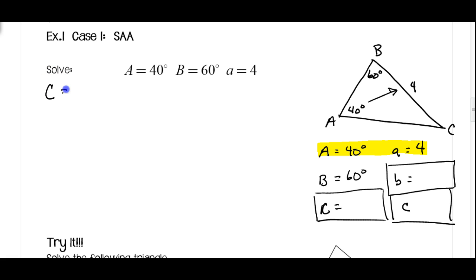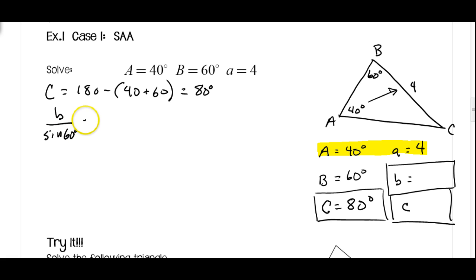So I know that angle C is going to be 180 minus 40 plus 60. So that's going to give us 80 degrees. So I know that angle C is 80 degrees. And now I'm going to use this highlighted side and angle to help me find the other 2 sides. So I've got B over the sine of 60 is equal to 4 over the sine of 40.